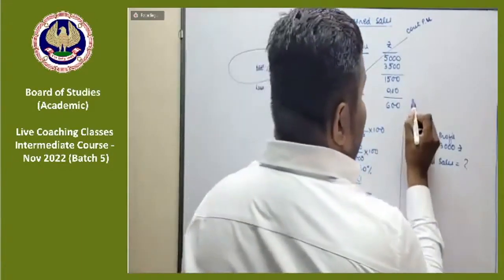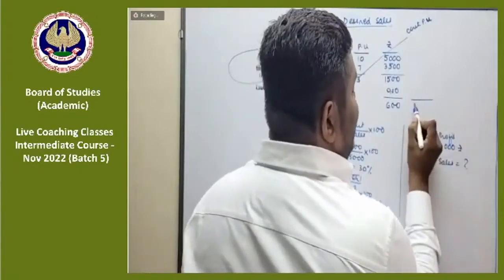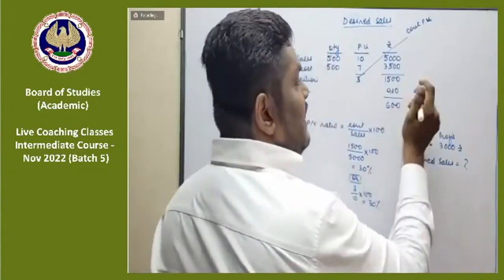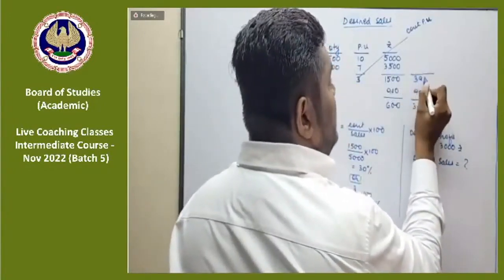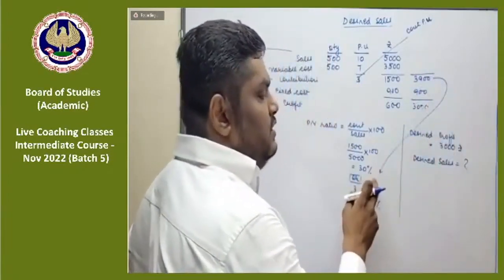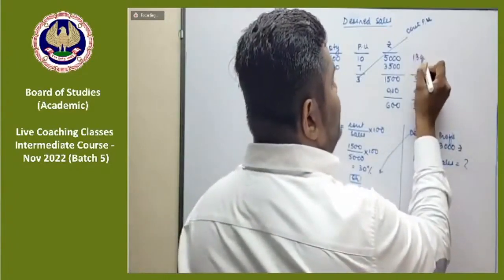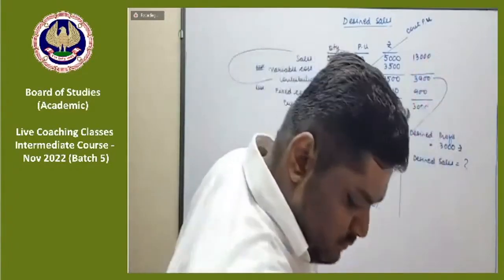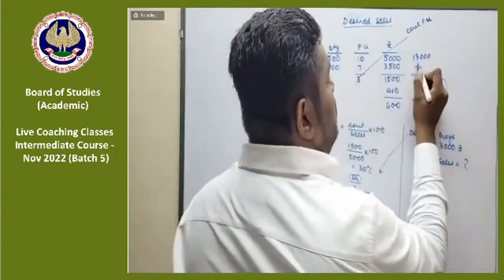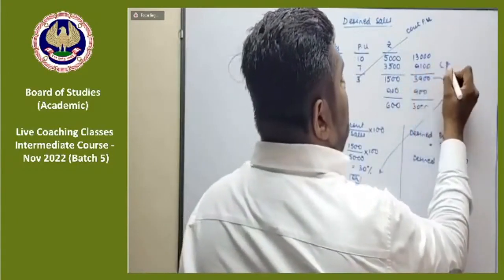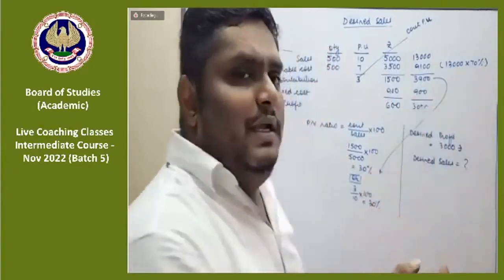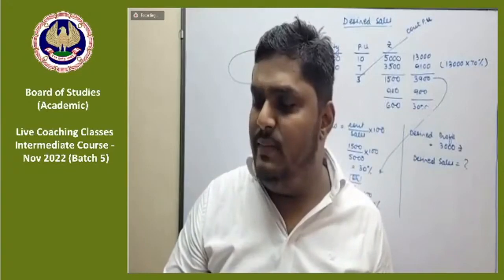So very simple, guys, the same concept. That is, how much is my desired profit? 3,000. How much is my fixed cost? 900. So how much will be my contribution required? 3,900. This 3,900 is equal to how much? 30%. So how much will be my sales? 13,000. So the balance will be the variable cost, or alternatively we can say 13,000 into 70% is my variable cost. Since contribution is 30%, my variable cost will be 70%.